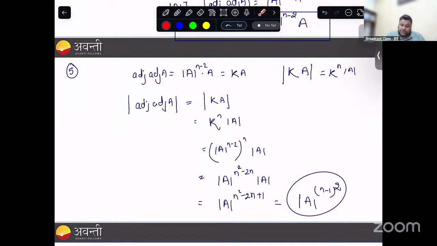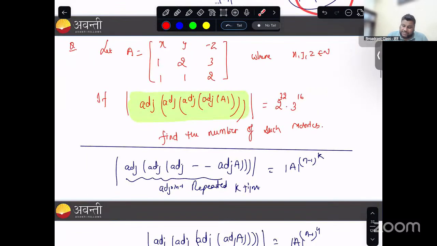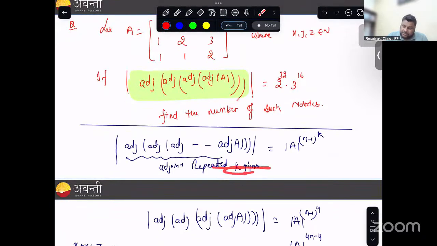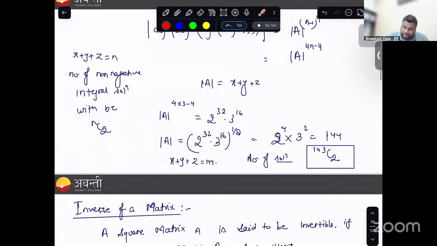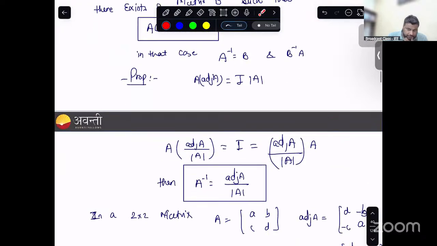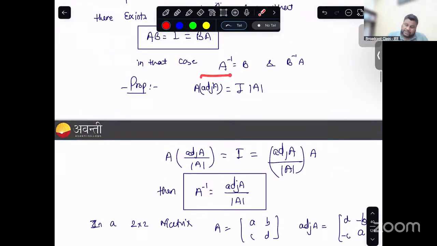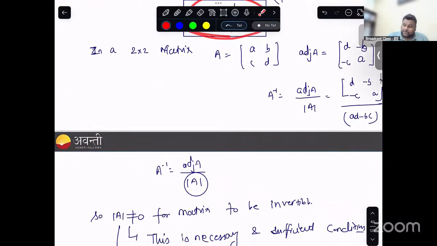Now determinant of adjoint adjoint A is determinant A to the power n minus 1 square. So if this adjoint is repeating k times, then this is determinant of A to the power n minus 1 to the power k. Now inverse of a matrix. Two matrices A and B are called inverse of each other if AB is identity matrix, that is also BA. So in that case, A inverse is B and B inverse is A. So A inverse is adjoint A upon determinant of A. Correct?